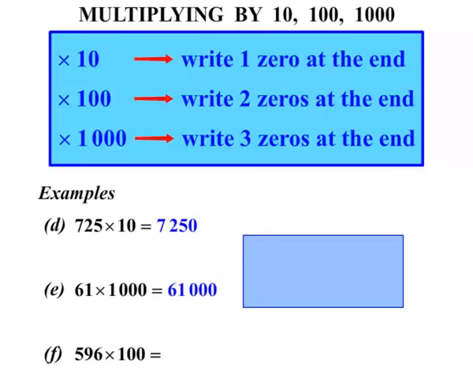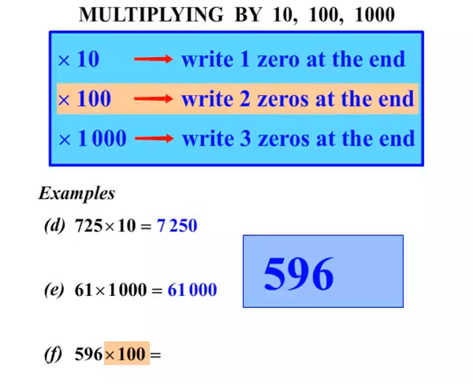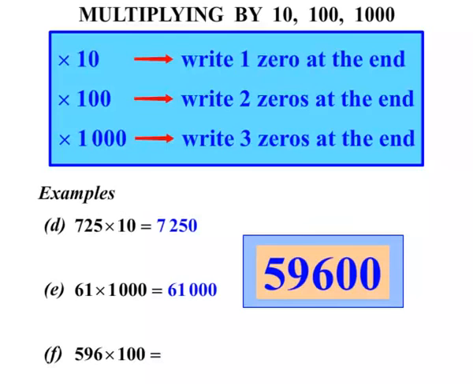Our final question here, 596 times 100. Well, let's write the 596 down firstly. We're timesing by 100. So in this case, we write 2 zeros at the end. So at the end there, simply write our 2 zeros. And here is our number now, 59,600. So let's write that down, leaving a little space between the 59 and the 600.